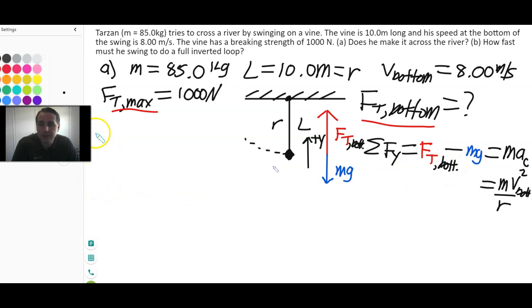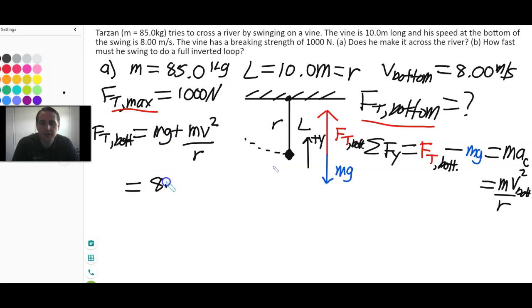So the tension force at the bottom that's required to maintain this circular motion, or at least part of a circle, is going to equal mg plus mv squared over r. So the weight plus the centripetal force. Let us put the numerical values in.